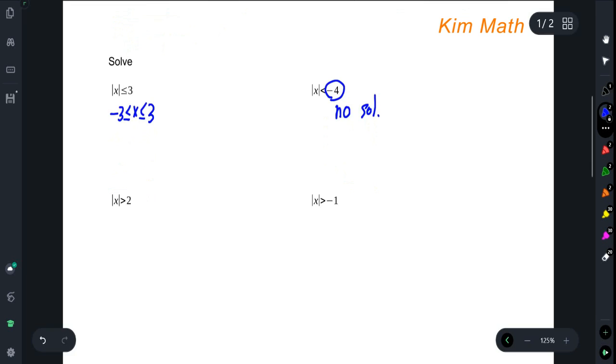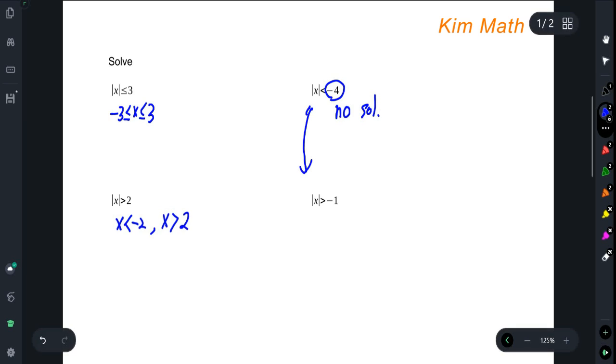Next one, absolute value of x is greater than some positive number. Remember that we can eliminate the absolute sign with this method. x is less than negative 2 or x is greater than positive 2. Okay, next one.